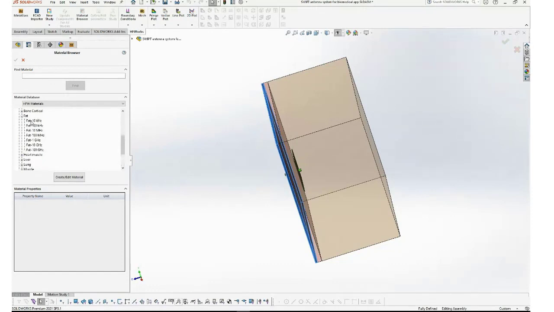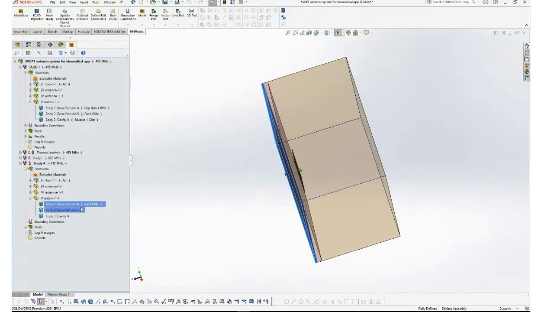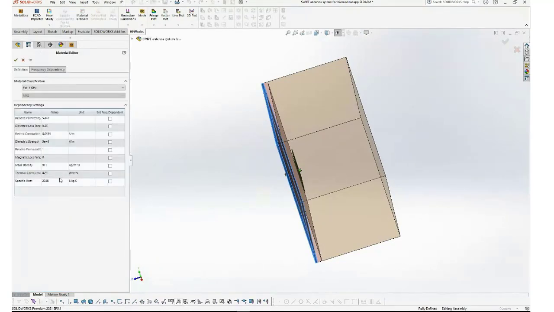So if this were fat and I can use the model at 1 gigahertz, and because I'm close to that model, I say okay. So that's how you apply materials. Notice that if I double click on this, the important things are conductivity and loss tangent. This essentially has a big impact.